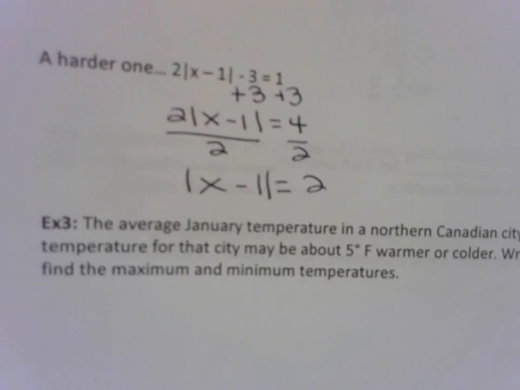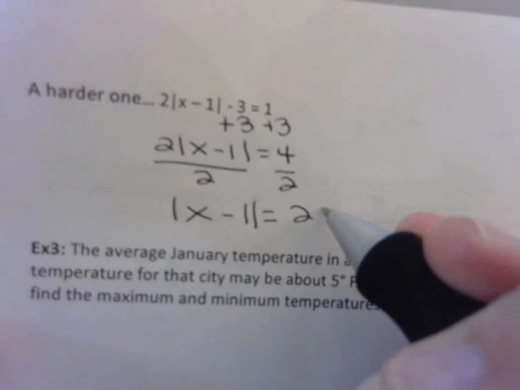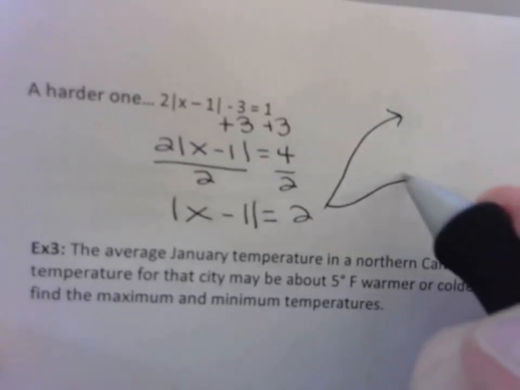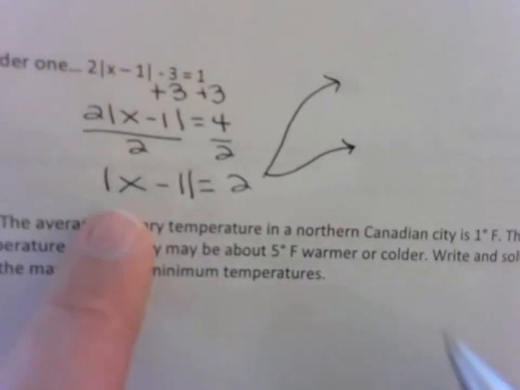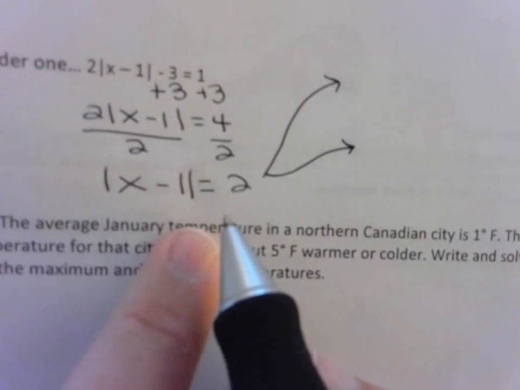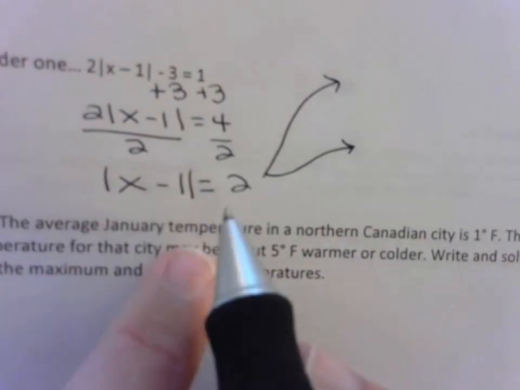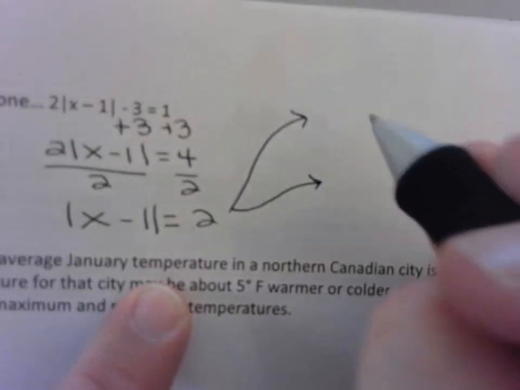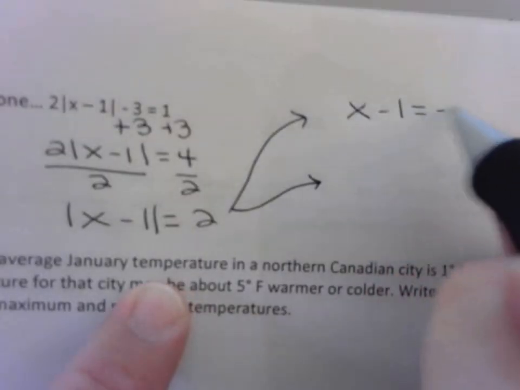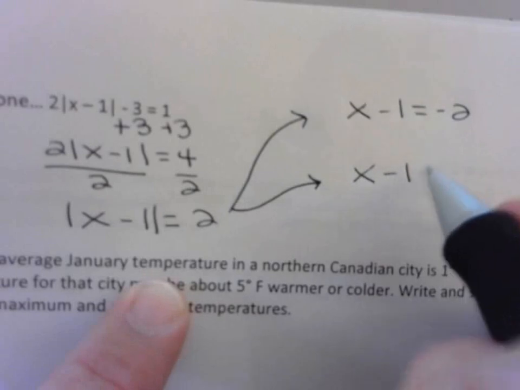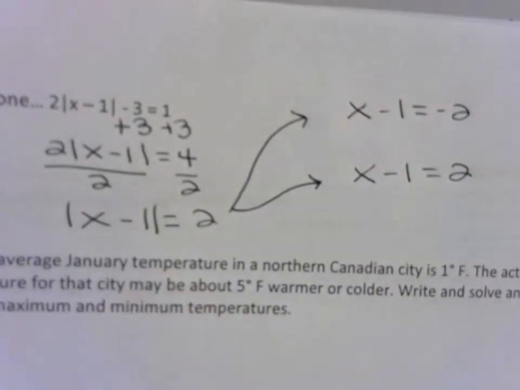Okay, so now we want to get rid of the absolute value. So I split it into my two equations. So what two equations, absolute value is equal to 2, what two equations have a distance of 2 from 0? x minus 1 equal to a negative 2, x minus 1 equal to a positive 2. So to lose your absolute value, you set it equal to a negative and positive, because negative 2 and 2 have a distance of 2 from 0.